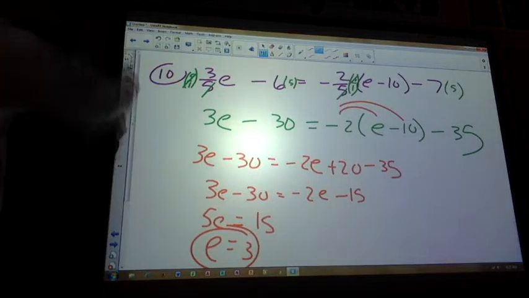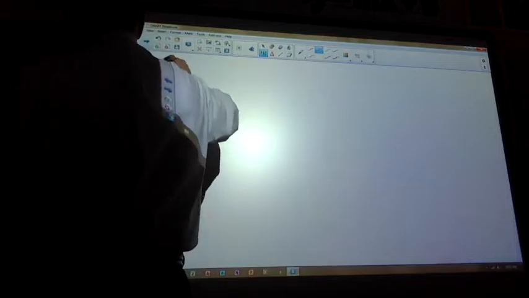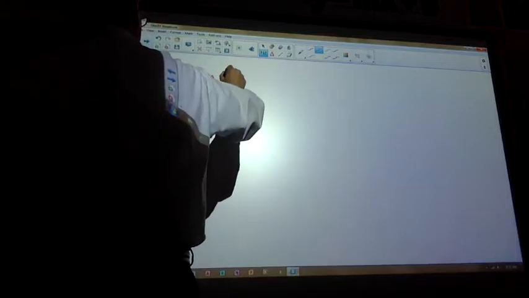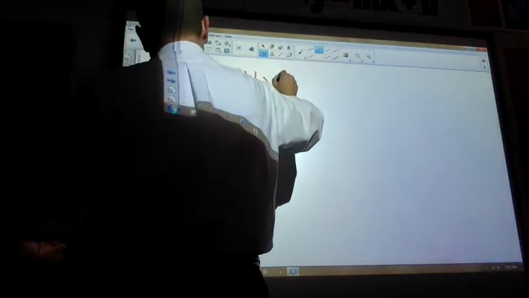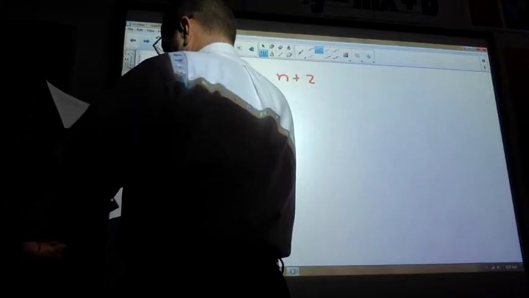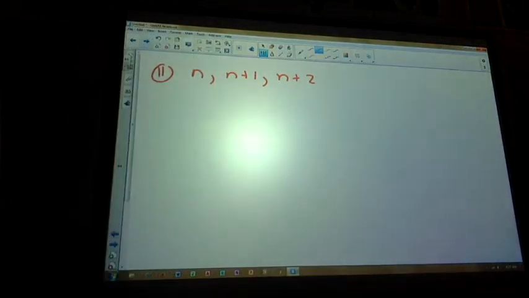let's try and resolve number 11. So we have n plus 1, n plus 2 that they give us. What do you think the least integer up there would be if we're adding 1 each time? If I'm adding 1 each time, would n be the smallest integer? Sure. Yeah.